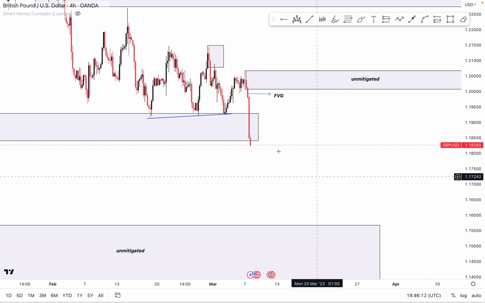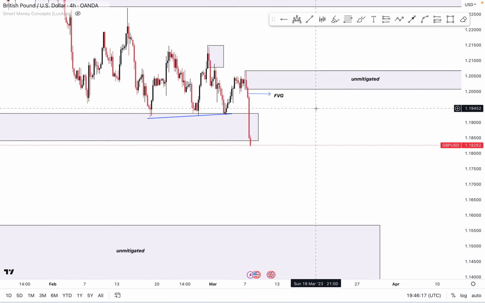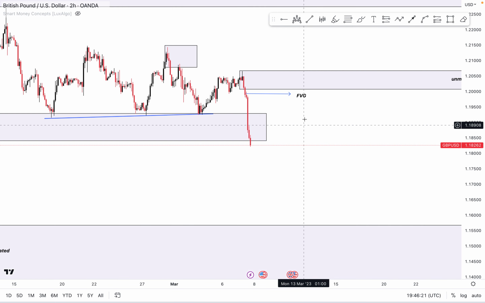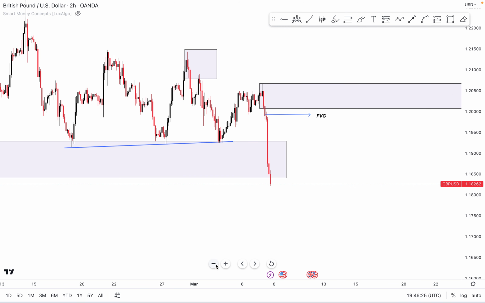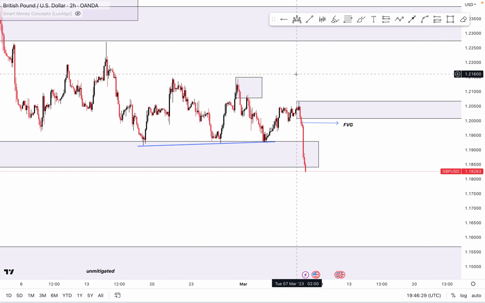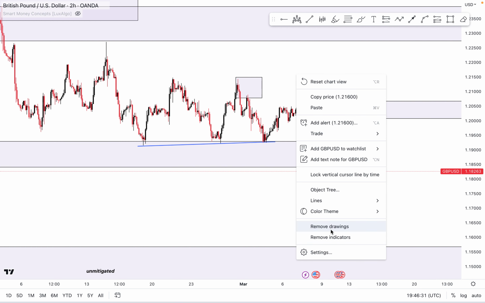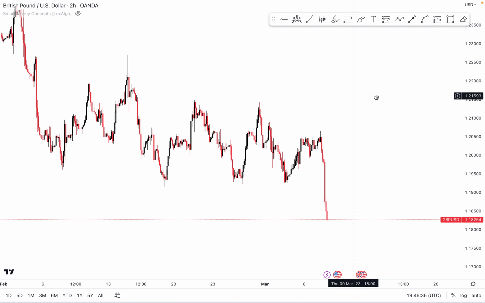So now we have plotted our zone. This is off the 4 hours. So I scale down to the 2 hour time frame. On the 2 hour time frame, who is in control of this market? Supply is in control. So I can cancel everything back up. Remove drawings. Now I want to see what's going on in the 2 hour time frame. I start from up here again.